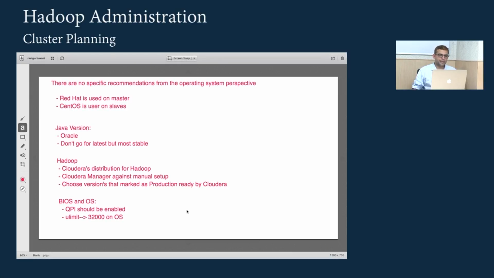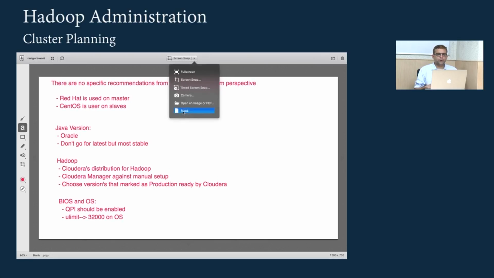So a quick recap of what we require from the environment perspective. From the operating system perspective, Red Hat and CentOS are most common, although there is no specific recommendation that needs to be followed. When it comes to Java, Oracle is very popularly recommended. Don't go for the latest, but for the most stable version that Oracle recommends. When it comes to Hadoop, use Cloudera's distribution for Hadoop. Preferably use Cloudera Manager over a manual setup and choose the version which is right now production ready. When it comes to BIOS and OS, there are a lot of optimizations that could be done. QPI should be enabled and ulimit should be set to 32,000 on your operating system.